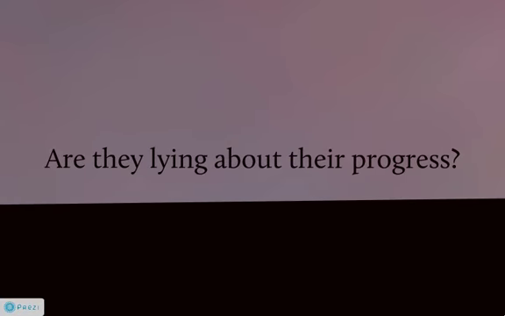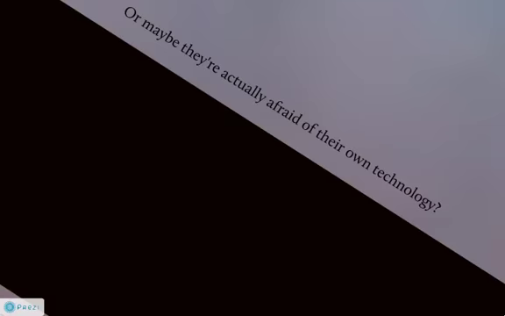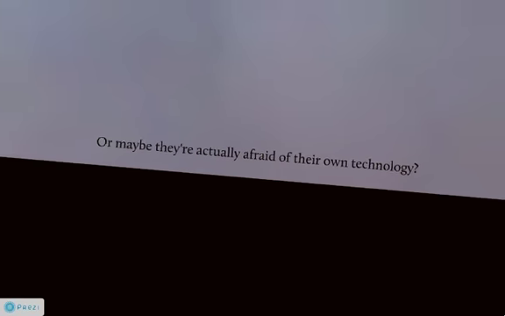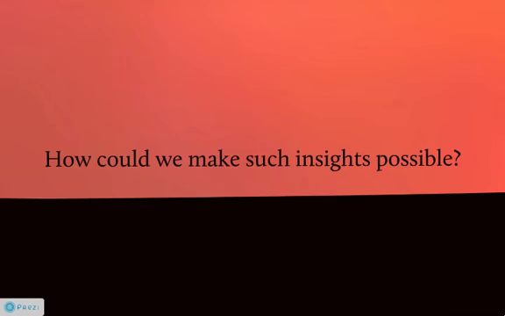Can we trust what they are telling us? Are they lying about their progress? Or maybe they're actually afraid of their own technology. Could we risk something communicated sliding by unnoticed because it just wasn't deemed to be all that critical by someone unqualified to make such a determination, or perhaps even biased enough to do so? How could we make such insights possible?